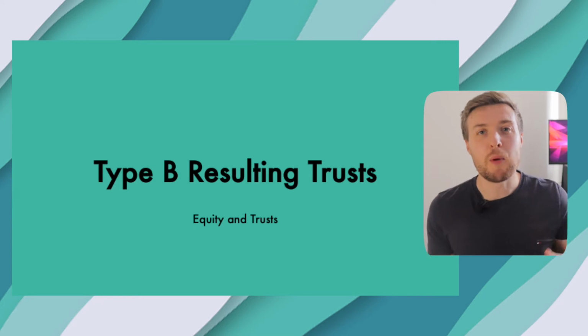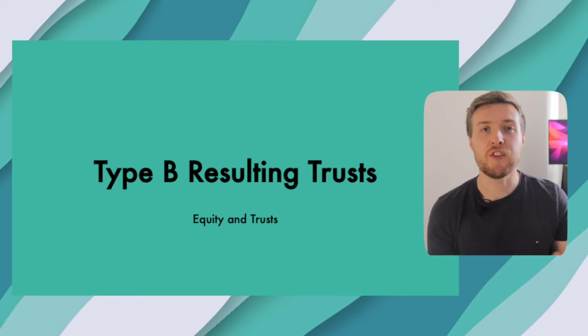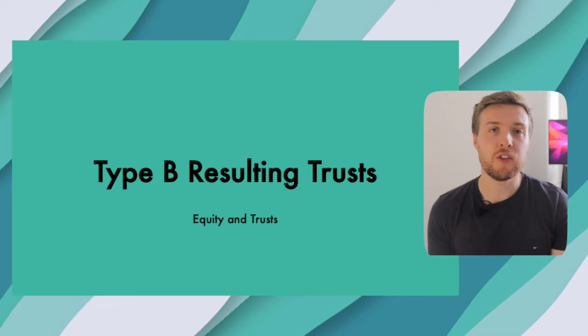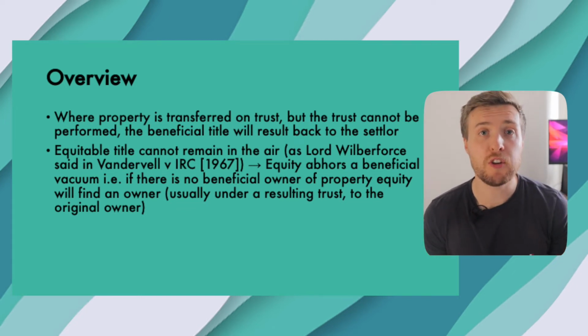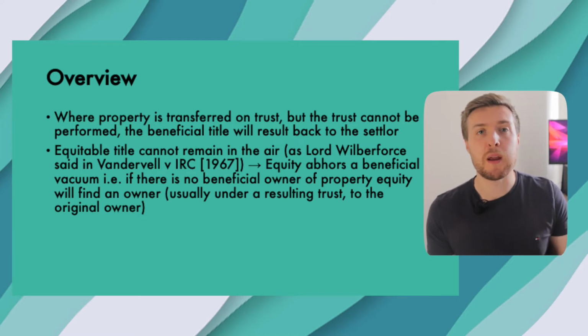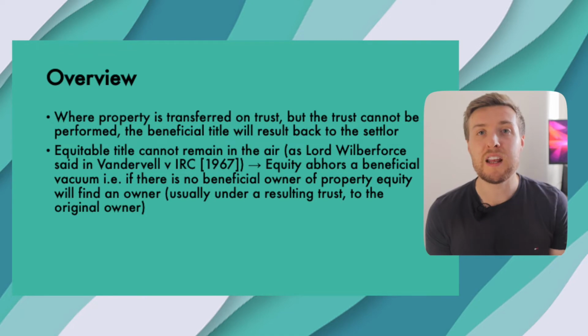Okay, so last time we were looking at resulting trust, and today we're going to look at a specific type of resulting trust, the type B resulting trust. So where property has been transferred on trust, but the trust cannot be performed, for example, for lack of certainty of objects or perpetuity, because the objects no longer exist, or because it has been improperly constituted or otherwise, the trust property will be still legally owned by the trustees. However, the beneficial title results to the settlor.